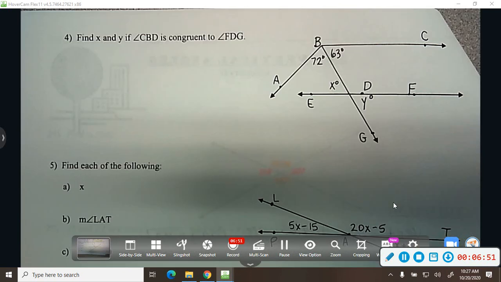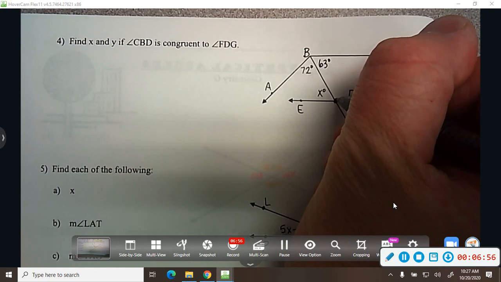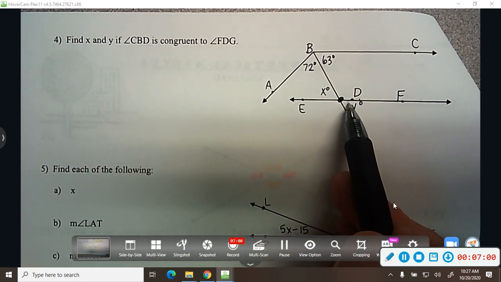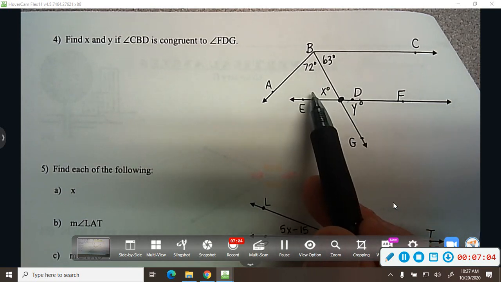Okay, on this problem, I need to make a little correction. Looks like D is really right here. Somehow the decimal got moved over. So find X and Y. Well, that's going to be easy. They're vertical, so they're going to be the same angle.